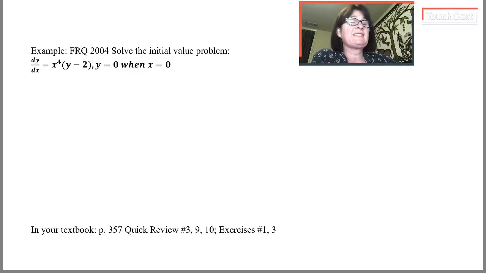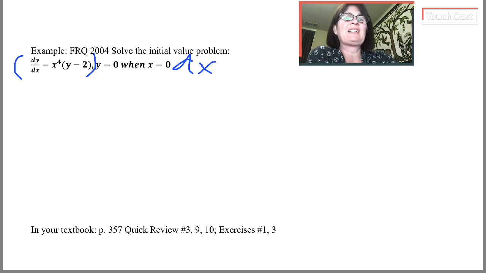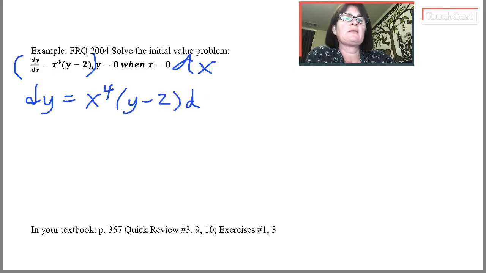All right, last example for a separable differential equation. I have dy dx equals x to the fourth times y minus 2. The first step is to separate the variables. I'm going to imagine multiplying both sides by dx. So I'm going to get dy equals x to the fourth times y minus 2 times dx.